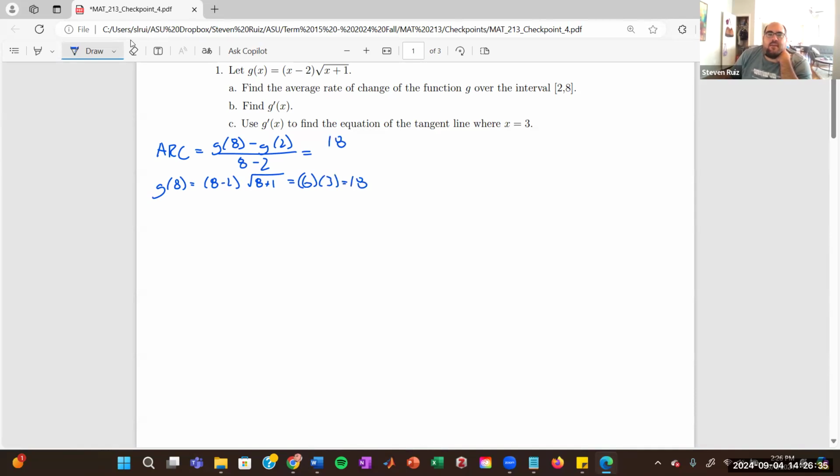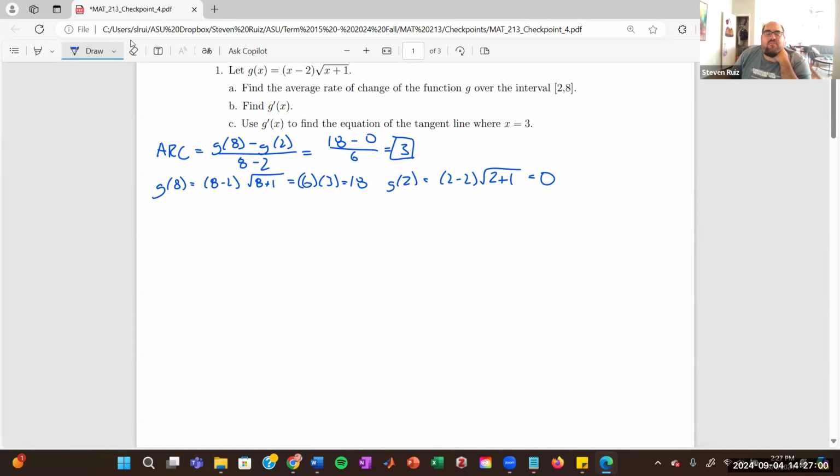18. And what is g of 2? G of 2 is equal to 2 minus 2 times the square root of 2 plus 1. So 0 times radical 3, that comes out to be 0. So 18 minus 0 over 6. Average rate of change is going to be exactly 3.